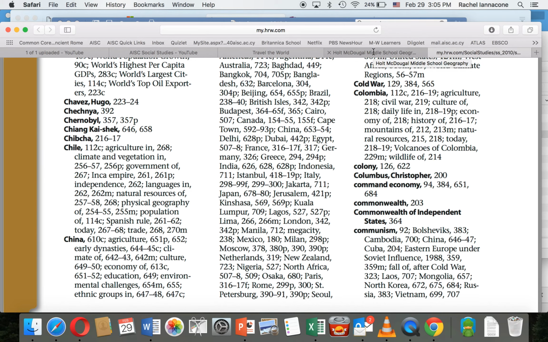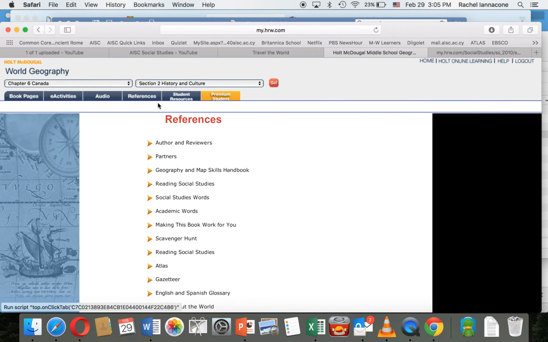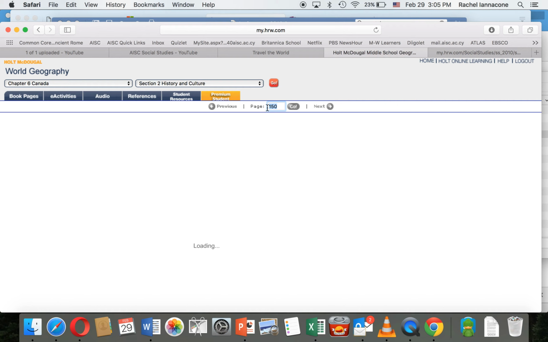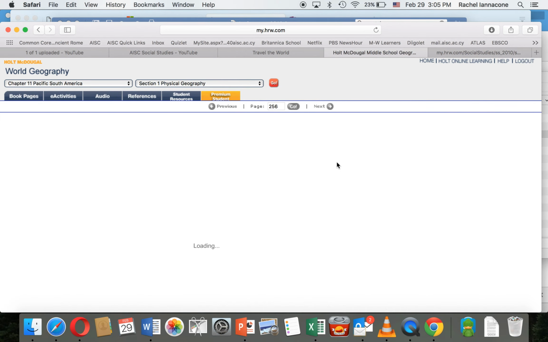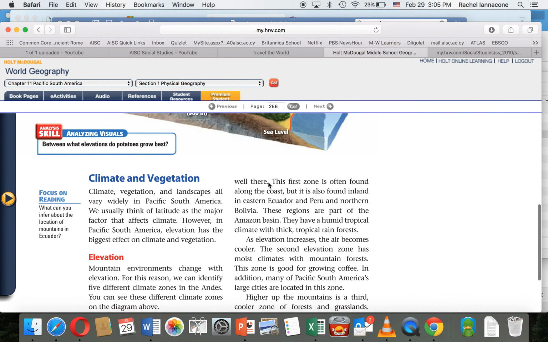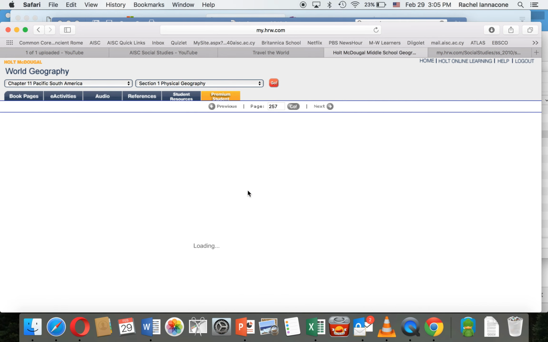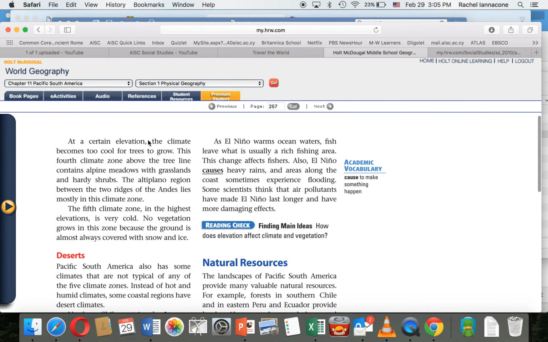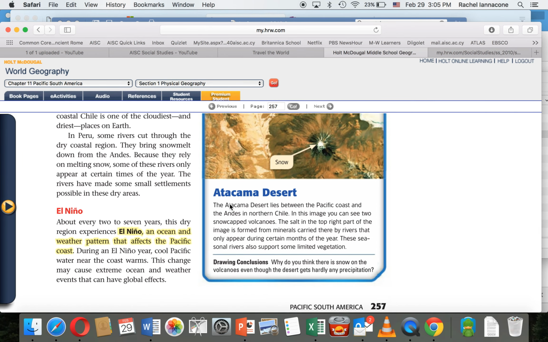So I'm going to go to the other tab and I'm going to type in 256. Book pages here. And it's page 256, and I'm going to click Go. And this tells me about climate zones in the Andes and the climate and vegetation included in Chile. And if I go on to page 257, there's more information also about the deserts. And this is a desert that is in the Andes, which is in Chile.